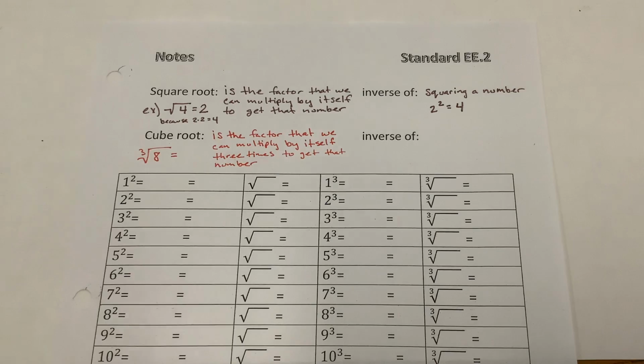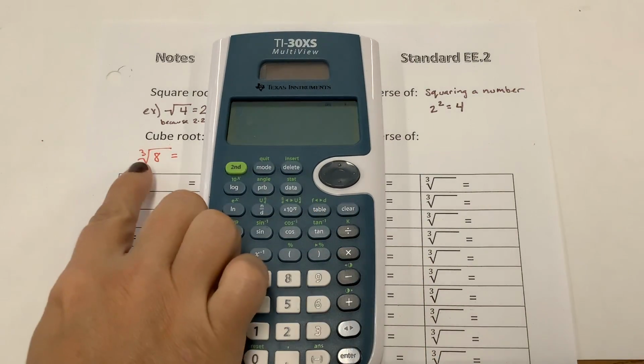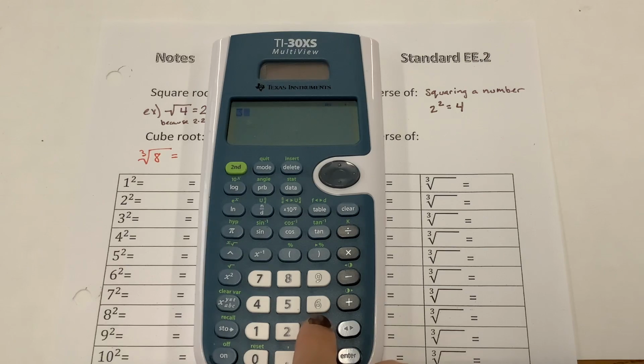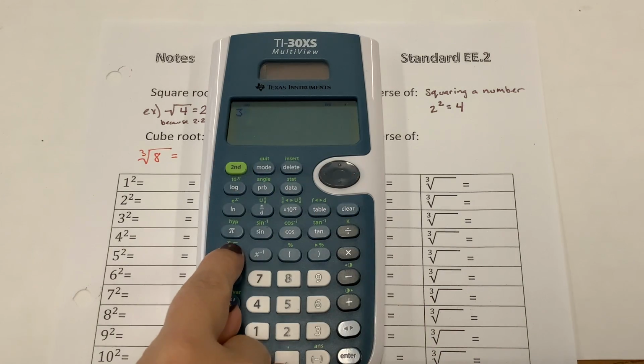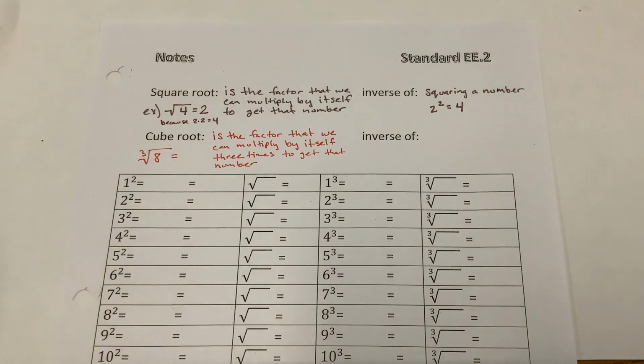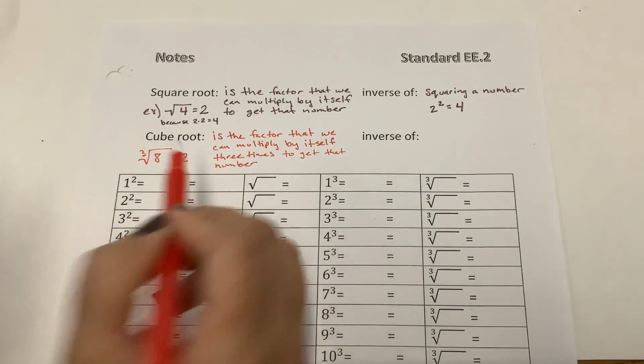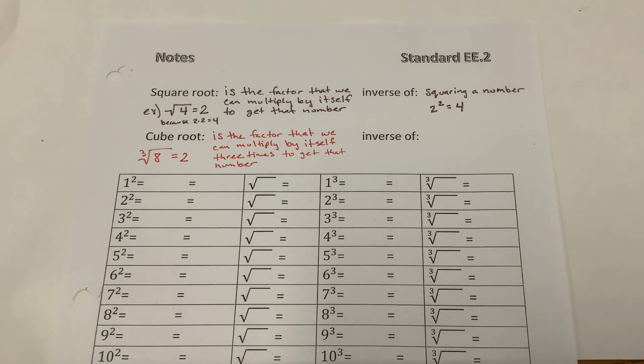Okay. If you're unsure, you can use your calculator to find out. So, real quick, reviewing back over what buttons to press to get a cube root. You type in 3, second, and your exponent key, and then type in the value that's under that radical. And we see that it is 2. Two times 2 times 2 is 8.